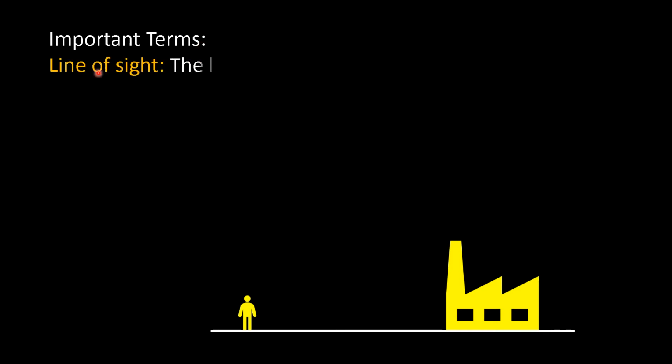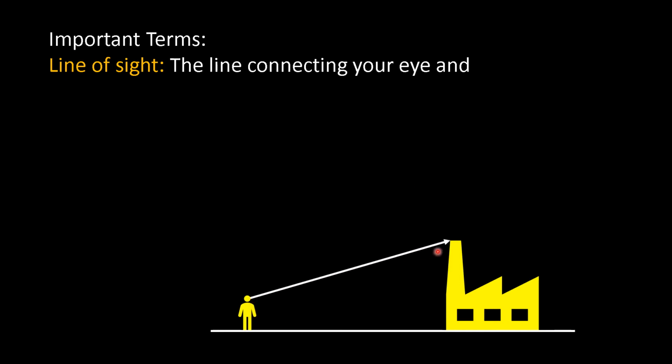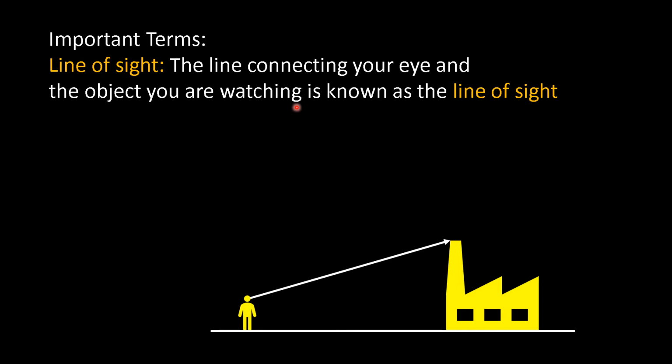Let's get acquainted with some important terms. First, line of sight. The line connecting your eye and the object you are watching is known as the line of sight. This is the object, the top of the chimney. This line is known as line of sight.